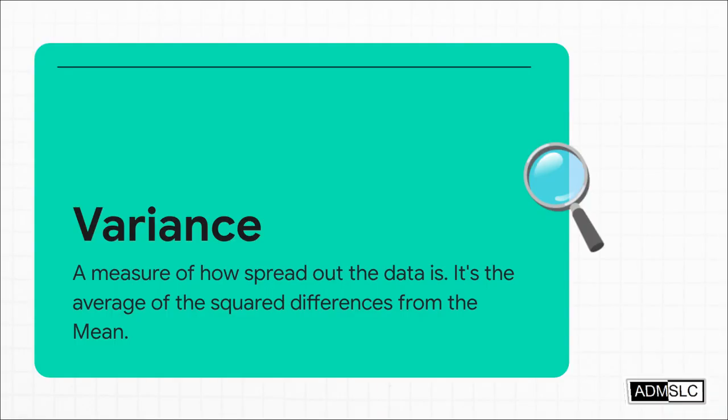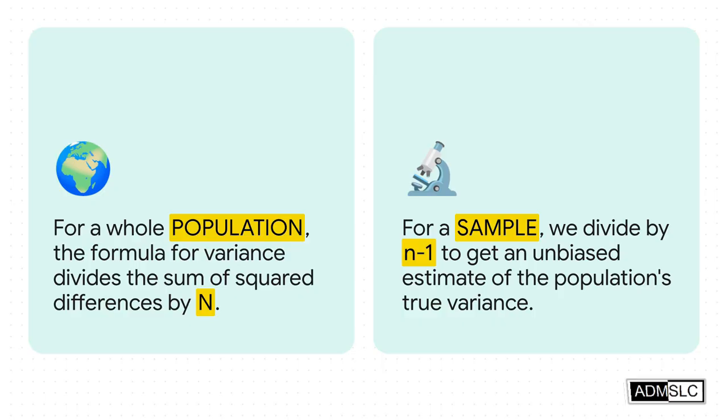The key metric we use for this is variance. The concept is pretty simple. For every single data point, you measure its distance from the mean. Then you square that distance, which just makes everything positive, and then you take the average of all those squared distances. A bigger variance means the data is more spread out. Now, here's a little detail that trips a lot of people up, so let's clear it up right now.